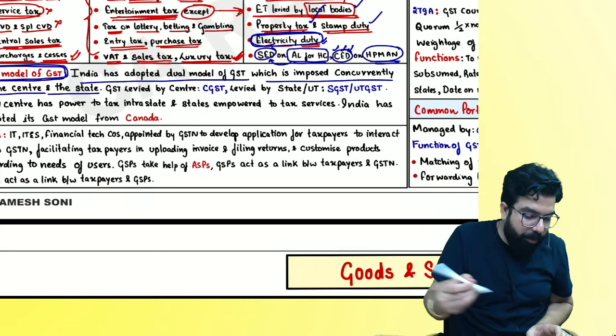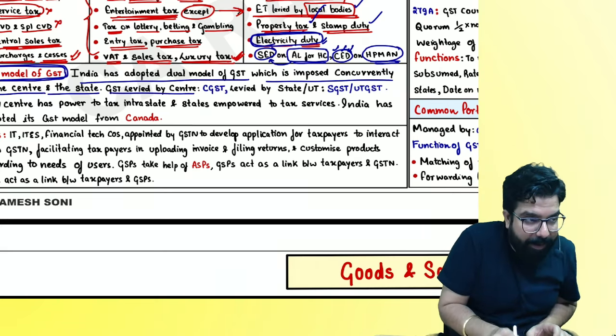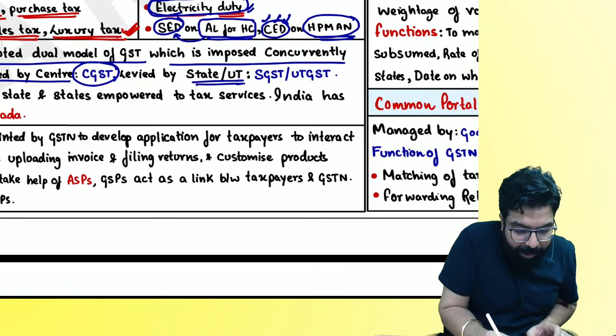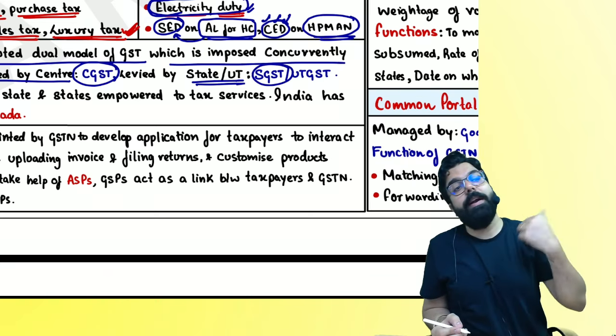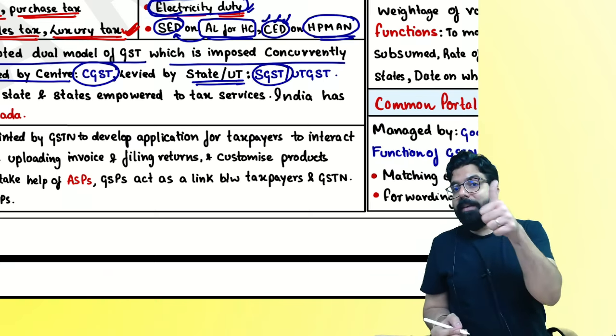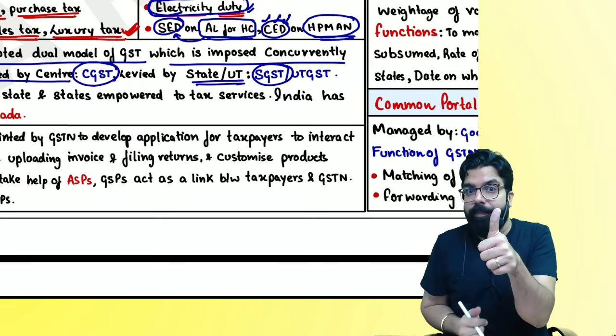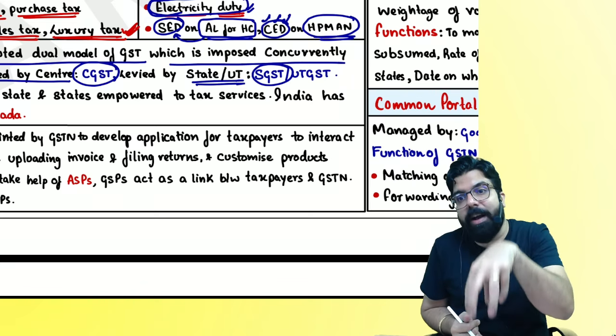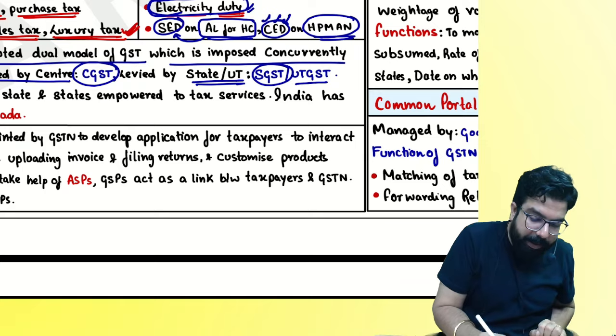So GST which will be levied by the central government will be known as CGST, and that which will be levied by the state will be known as SGST. If I'm in a union territory, I will charge CGST which will go to the central government, and I'll charge UTGST which will go to the union territory's government. Are we all clear till here?